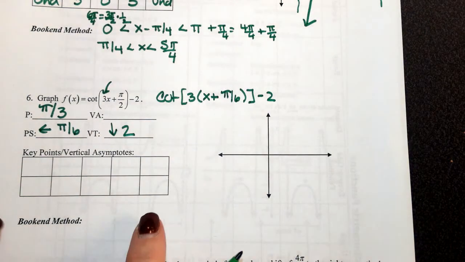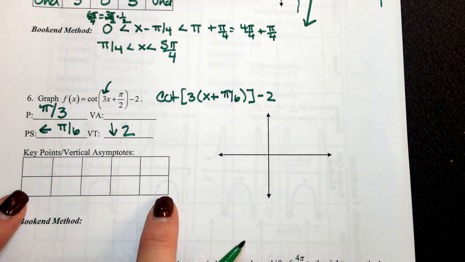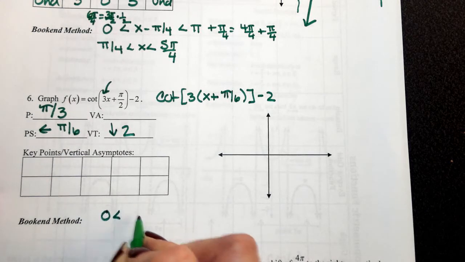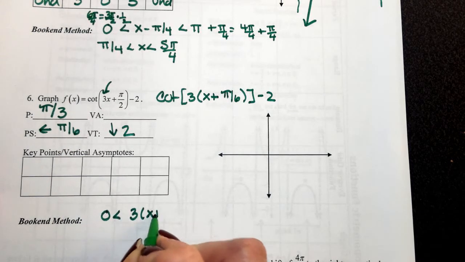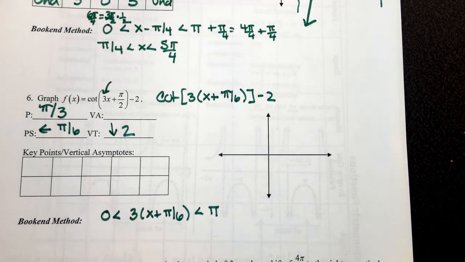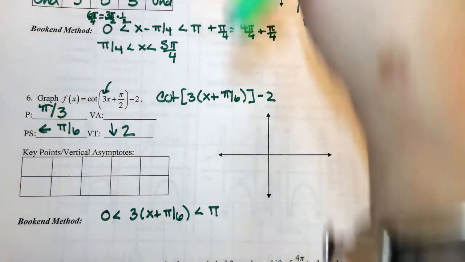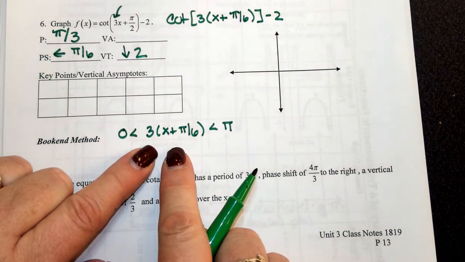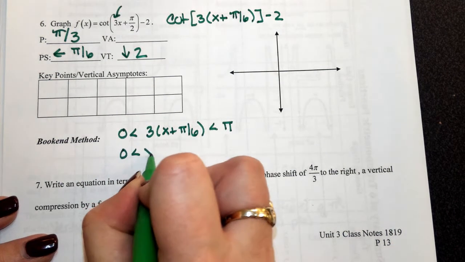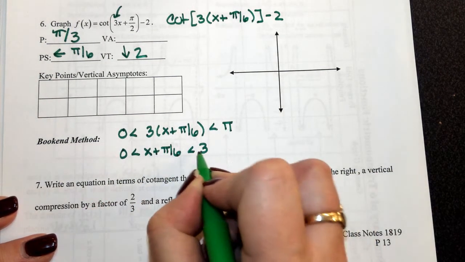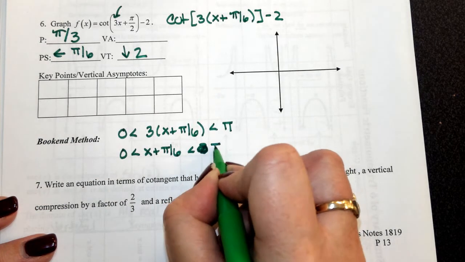So now in order to figure out where I'm going to start and end this cycle, you want to set up the inequality. Again, for cotangent, it goes from 0 to pi. So 0 less than 3 times x plus pi over 6 less than pi. So I first have to divide by 3. So 0 is less than x plus pi over 6 less than, or no, pi over 3.